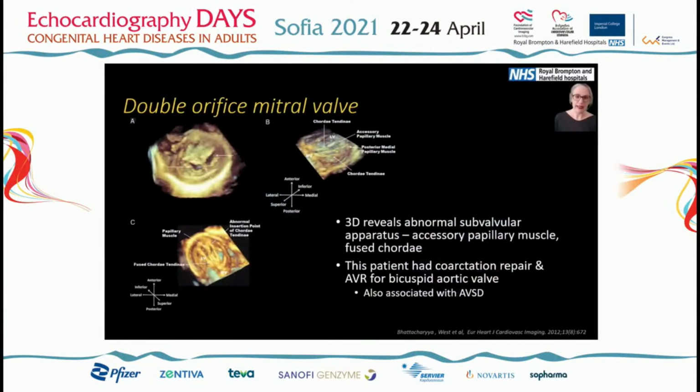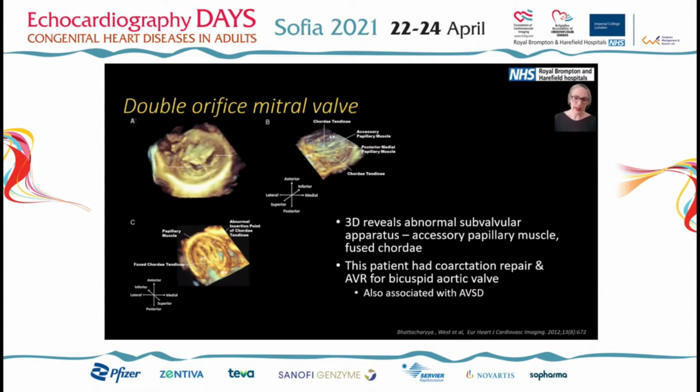Now, 3D can really add to this. This is a case that we did in our lab, and what the 3D revealed was that there was all this abnormal subvalvular apparatus. There was an accessory papillary muscle, and the chordae were really fused. So it wasn't just the valve leaflets themselves that were involved in this condition. There was a little bit more to it, and there was subvalvular involvement.